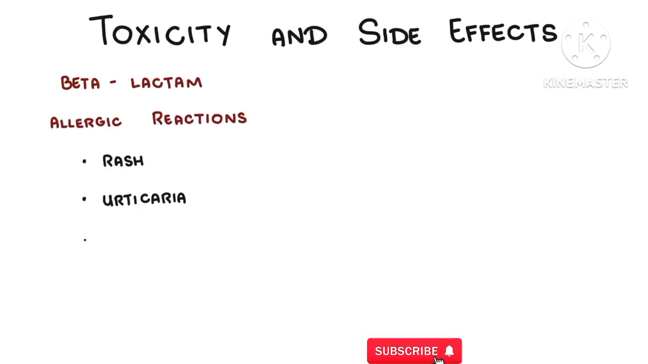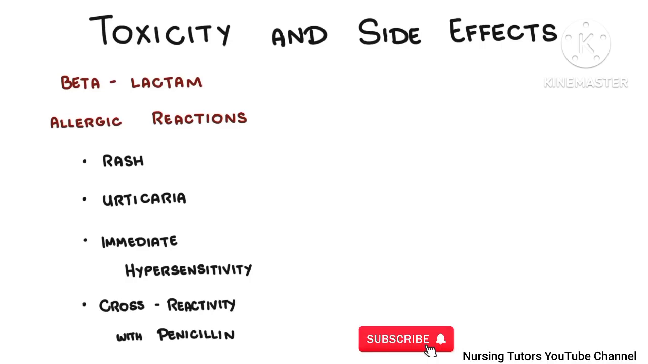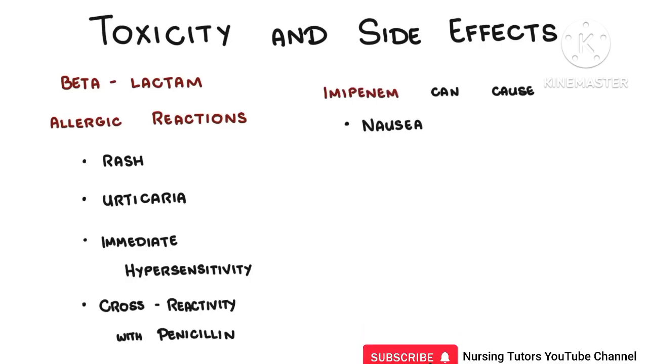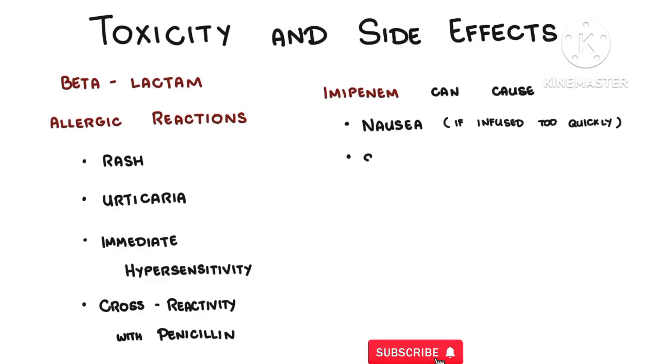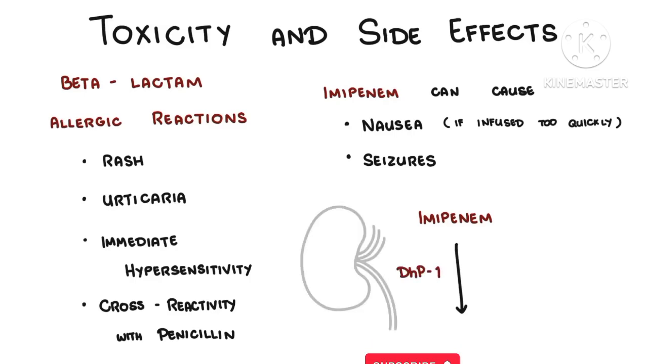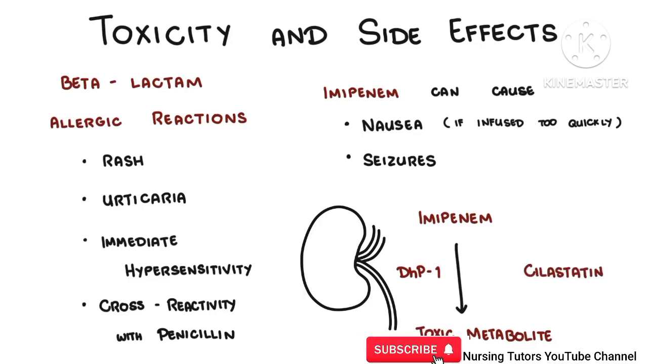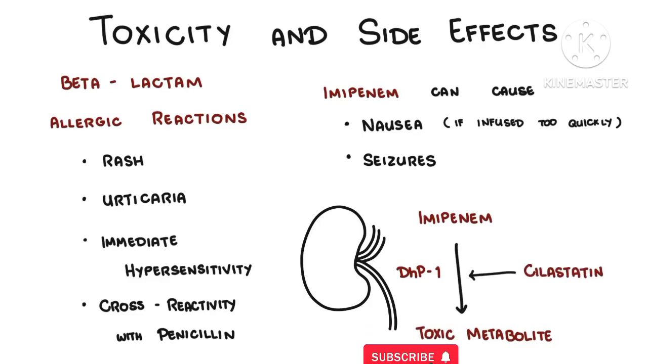Side effects, of course, are similar to those of other beta-lactam antibiotics, the commonest being allergic reactions, where you have rash, and the immediate one, we may have hypersensitivity. It has cross-sensitivity with penicillins and the cephalosporins. Imipenem itself can cause nausea and vomiting, can cause seizures, and so on.